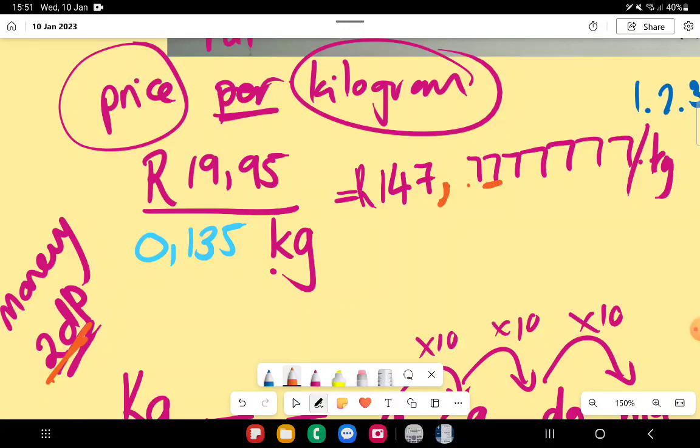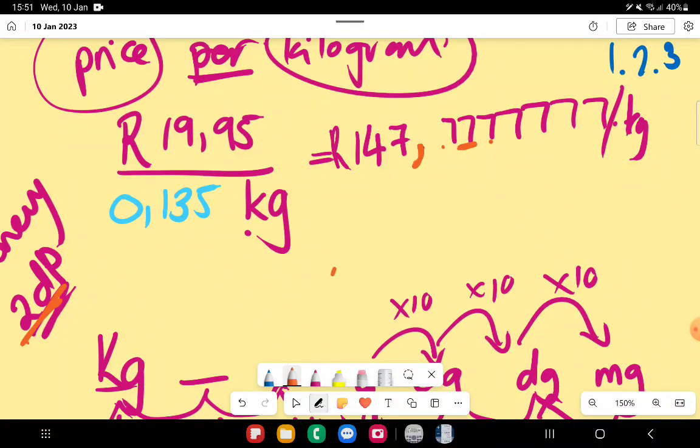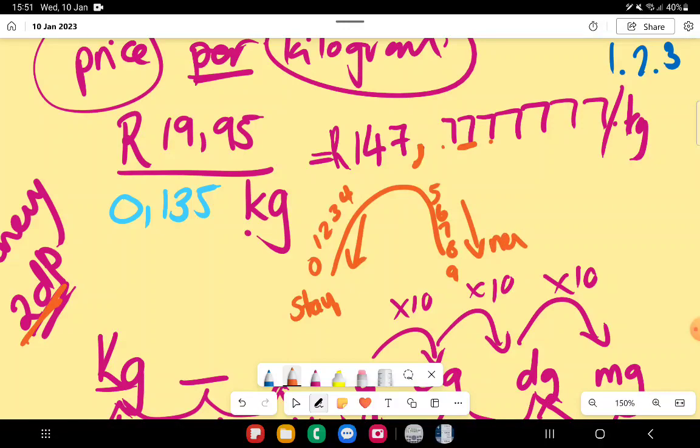The one next door is that 7. And that 7 decides if I round up to the next number or if it stays the same. Now, I hope you remember the hill. There's a hill that decides rounding off. And the hill has got numbers. 0, 1, 2, 3, and 4 means it stays the same. 5, 6, 7, 8, 9 means you're going to go to the next number.